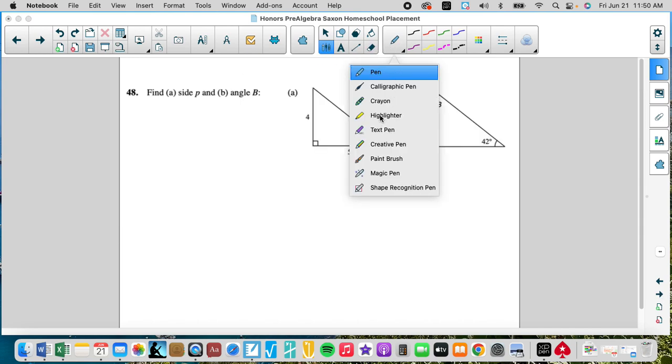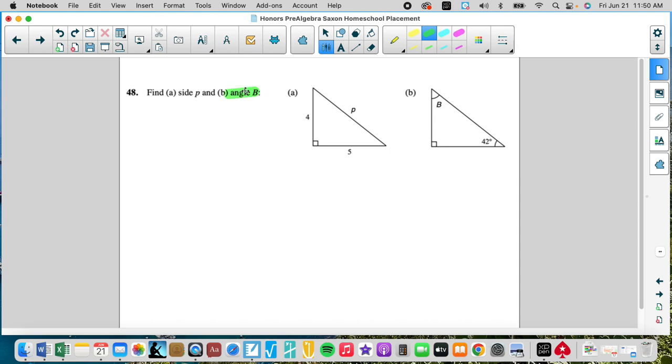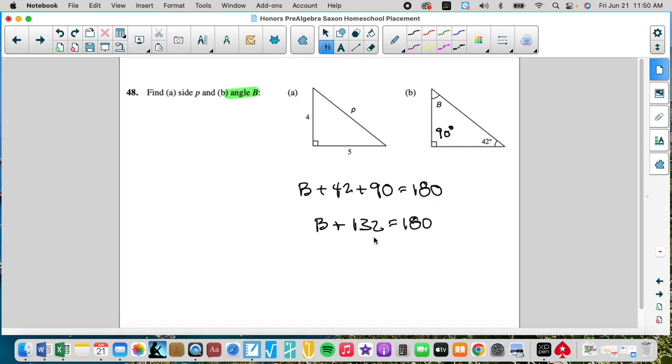Alrighty. Almost done here. Let's find angle B. What do we know about the angles of a triangle? The angles of every triangle add up to 180. So we know that this is 90 degrees. So you have B plus 42 plus 90 should equal 180. So we have B plus 132 equals 180, so 180 minus 132. B equals 48. So B is 48 degrees. There you go.